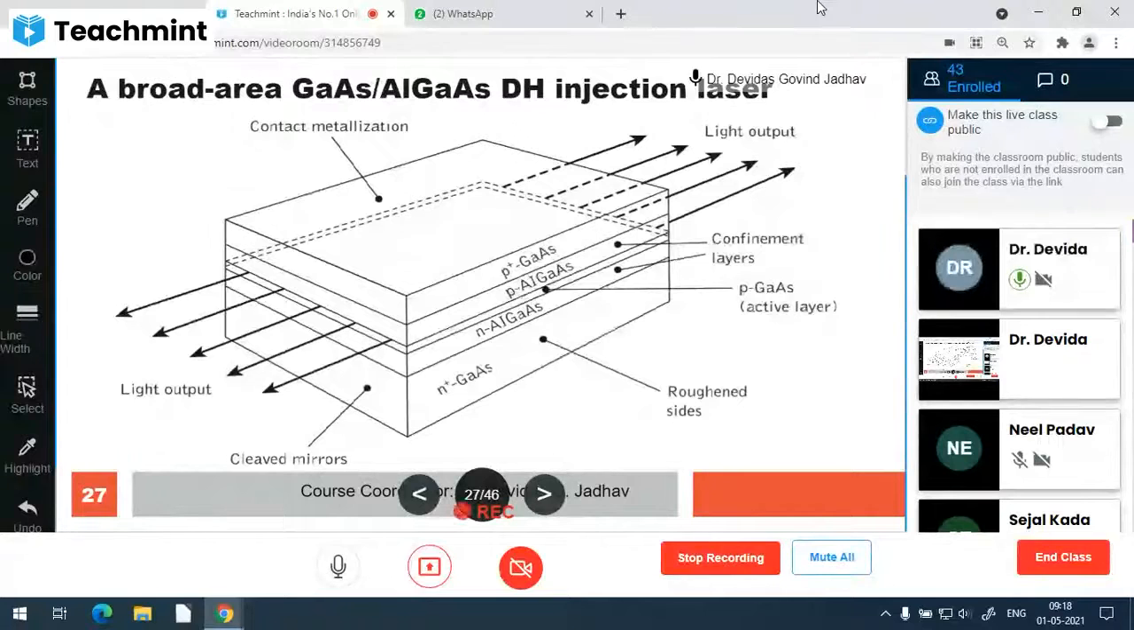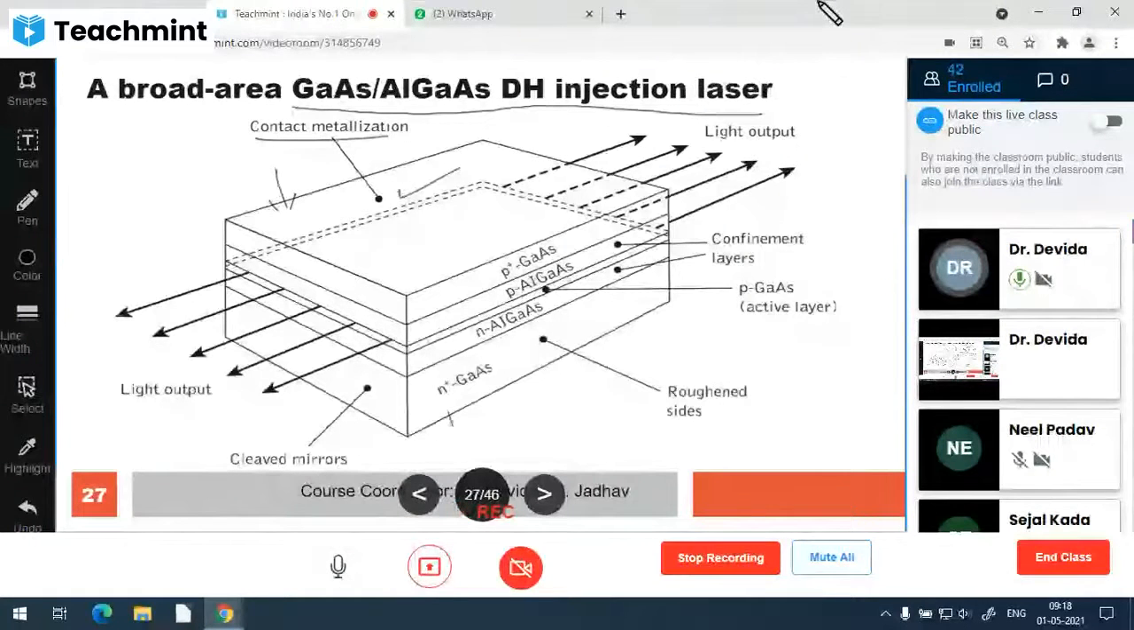So this structure is a GaAs, AlGaAs double heterojunction injection laser. This is the contact metallization. This upper layer is metallization. This is metal. Then this side also there is a contact metallization, and positive and negative are connected to the P side and N side.